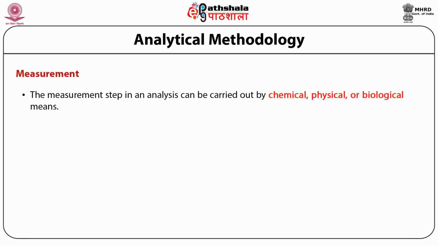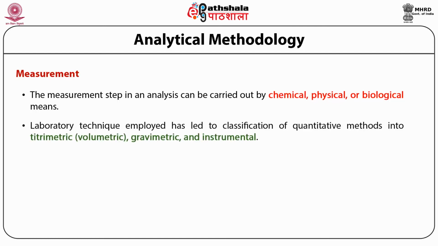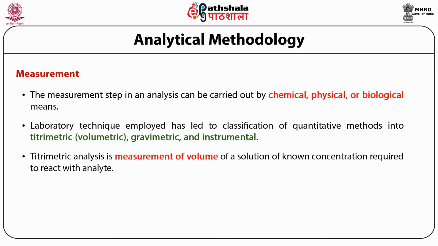Measurements. The measurement step in an analysis can be carried out by chemical, physical, or biological means. The laboratory techniques employed have led to the classification of quantitative methods into the subdivisions titrimetric, that is volumetric, gravimetric, and instrumental methods of analysis. A titrimetric analysis involves measurement of the volume of a solution of known concentration which is required to react with the analyte. Volumetric titrations or titrimetric analyses are of four types. They may be acid-base titrations, redox titrations, precipitation titrations, or complexometric titrations. In each type of titration, different types of interpretation and different types of calculations are required.